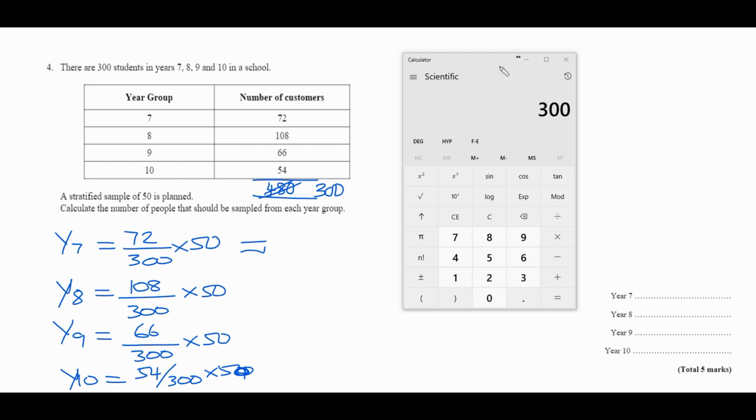Right, so nearly equal to, make it 0, 72 divide by 300, answer times 50, and 12 people here. And the next one, 108 divide by 300 and times by 50, so 18. Next one, 66 divide by 300 times 50, 11.